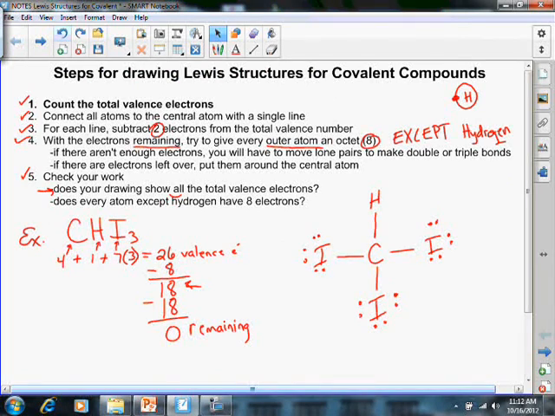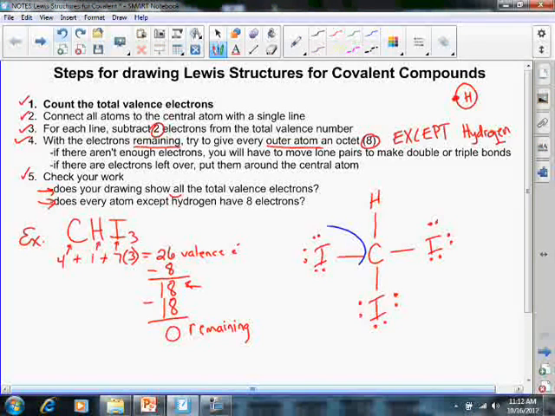And then the next thing I have to check is, does every atom except hydrogen have 8 electrons? So let's count them. This iodine here has 6 dots plus the bond, which is another 2, so that one has 8 electrons. This iodine has 6 lone electrons plus 2 from the bond, so that's 8.